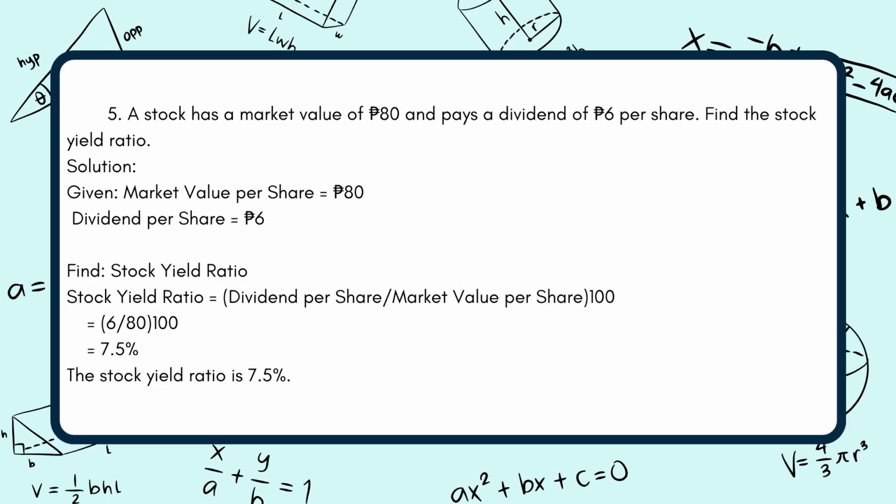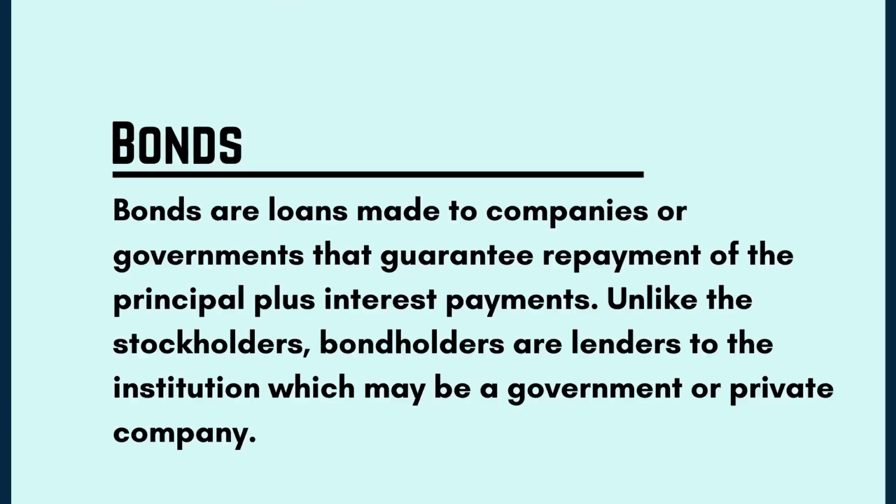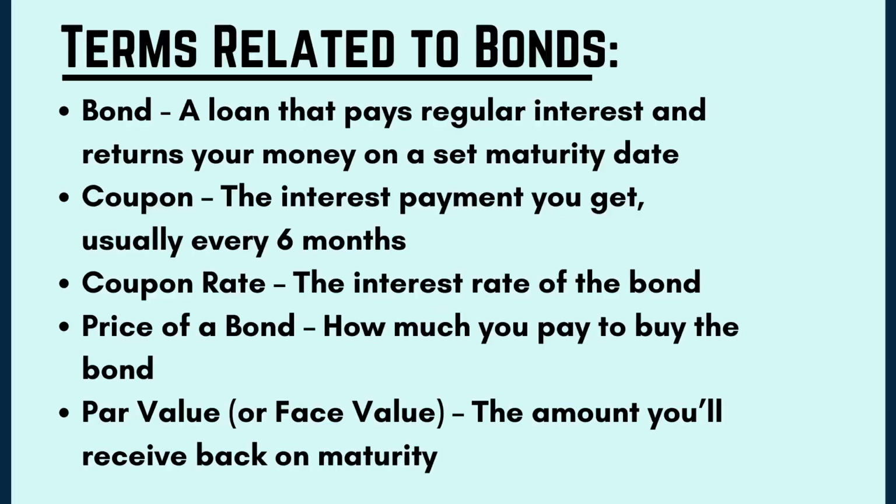Now that we've seen how stocks represent ownership, let's look at bonds, which are all about lending. Bonds are loans made to companies or governments that guarantee repayment of the principal plus interest payments. Unlike stockholders, bondholders are lenders to the institution, which may be a government or a private company. Let's look at some important terms related to bonds.